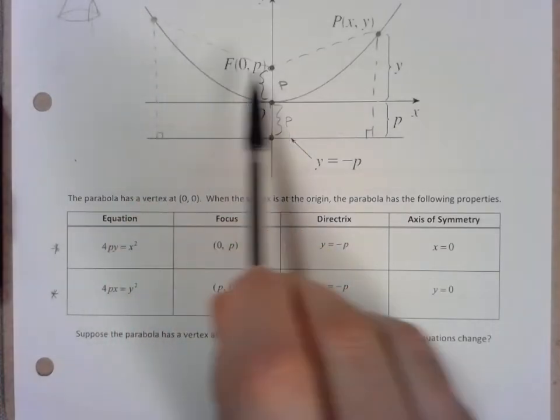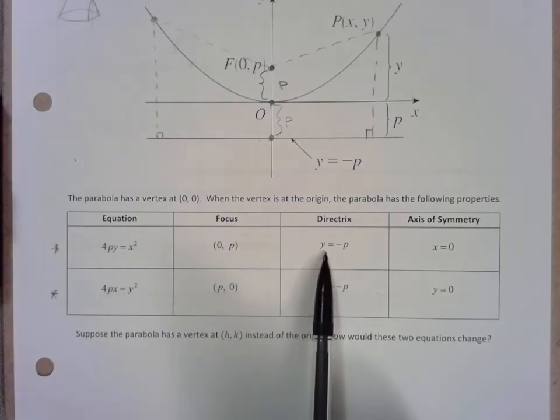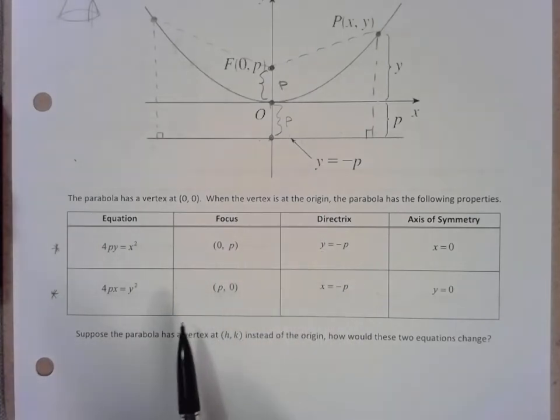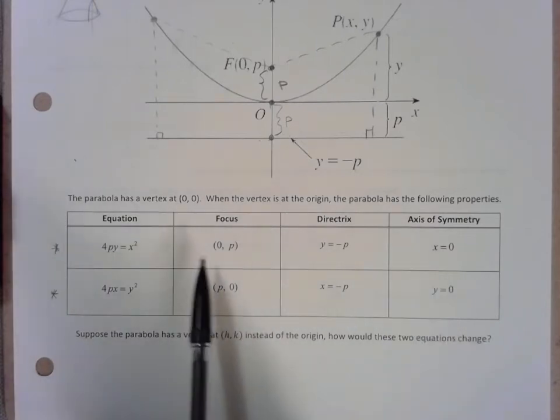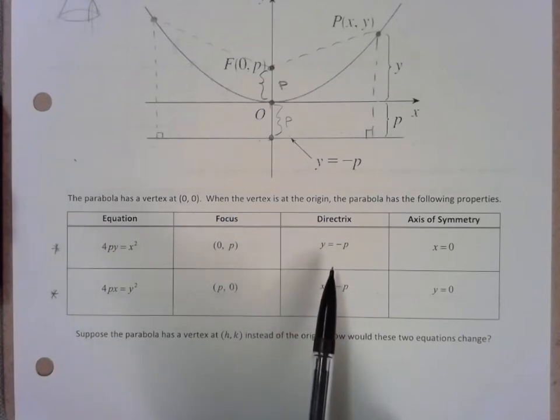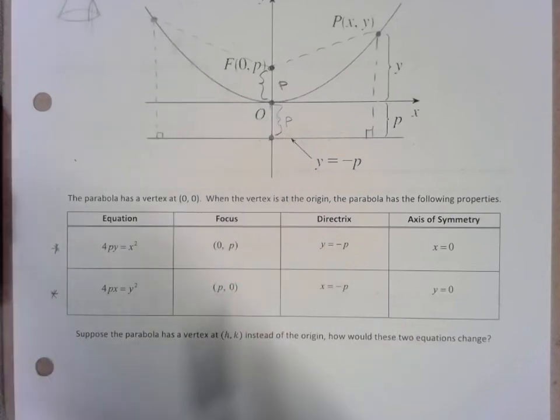If your parabola opens up, your directrix will be a horizontal line and have a y equals equation. If your parabola opens to the right or to the left, your directrix will be a vertical line and have an x equals equation. Your axis of symmetry is going to be determined by your location of your focus and vertex. They're going to have the same x coordinates in common, or the same y coordinates if it opens sideways. So that's what's going to determine your axis of symmetry.